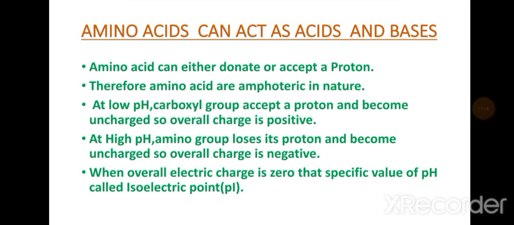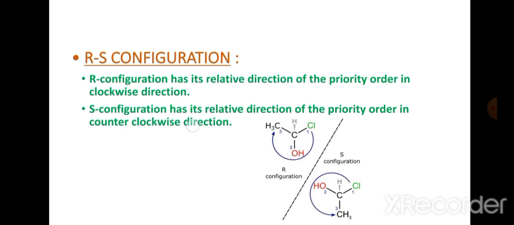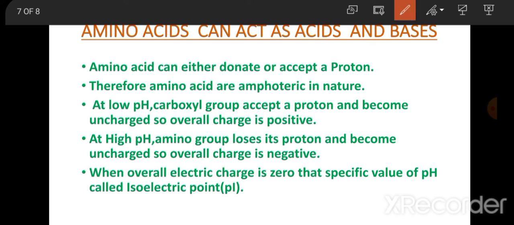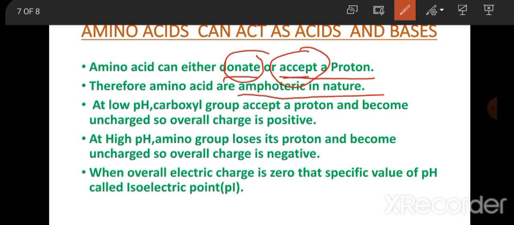Next, amino acids can act as acids and bases. Amino acids can either donate or accept a proton. Therefore, amino acids are amphoteric in nature. It can donate, it can accept. At low pH, the carboxyl group accepts a proton and becomes uncharged. So the overall charge is positive.